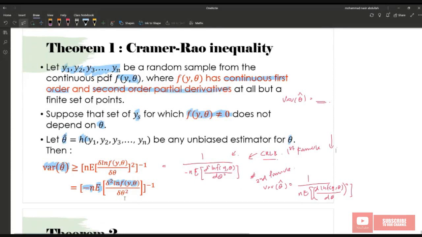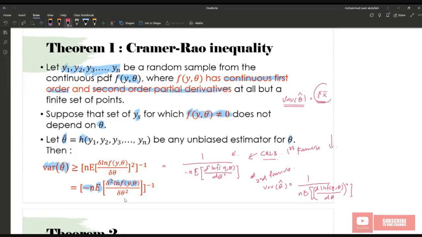I just want to show you how to use the Cramer-Rao inequality. If we have the variance of the estimated theta hat, let's say it's equal to something. I'll just pick some value, let's say 2 to the power of alpha x bar, for example.